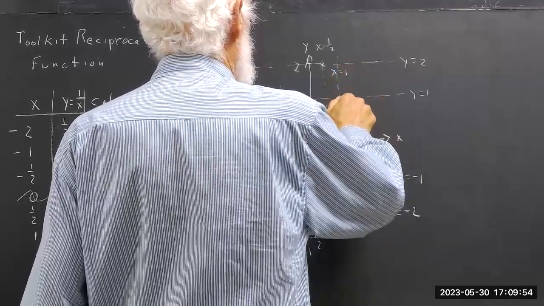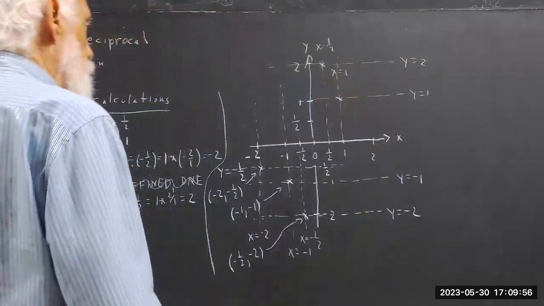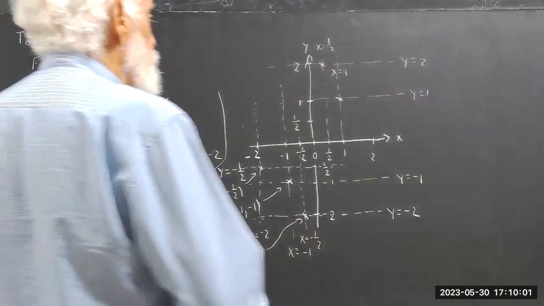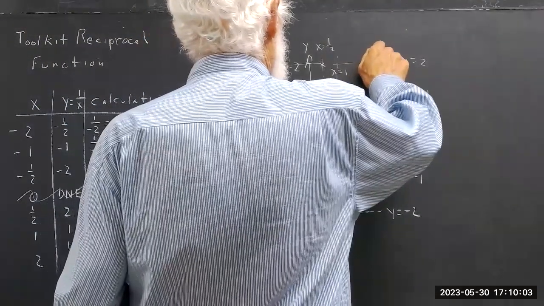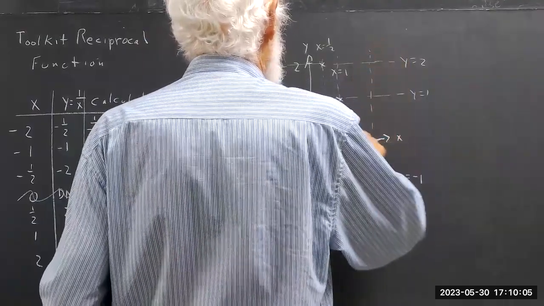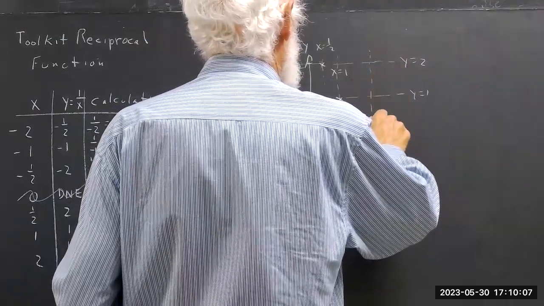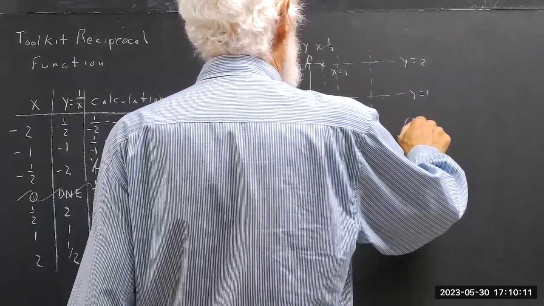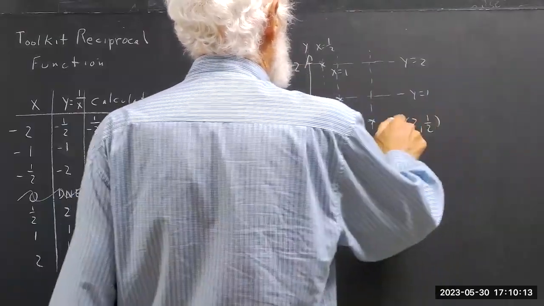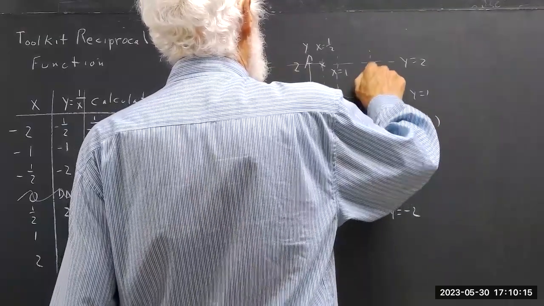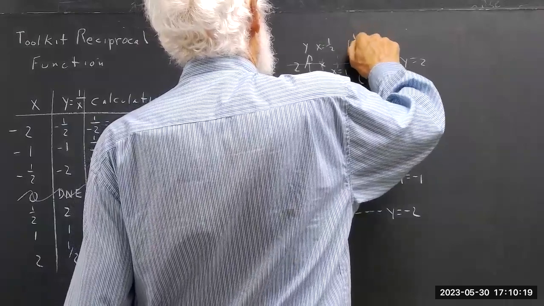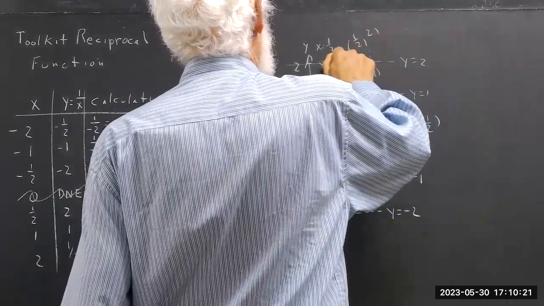X equals 1. There's the point where Y was 1 and X equals 1. Then 2, 1/2. X is 2. Y is 1/2. So here we have a point 2, 1/2. Now we can label these points. 2, 1/2. And 1. And 1/2, 2.